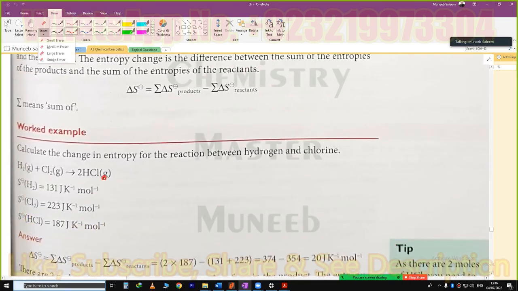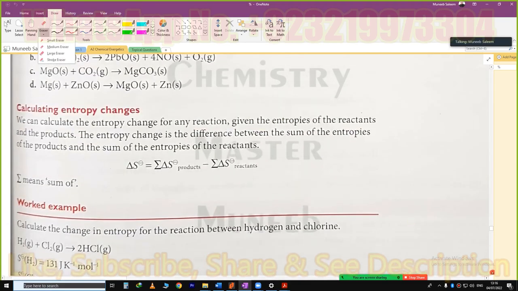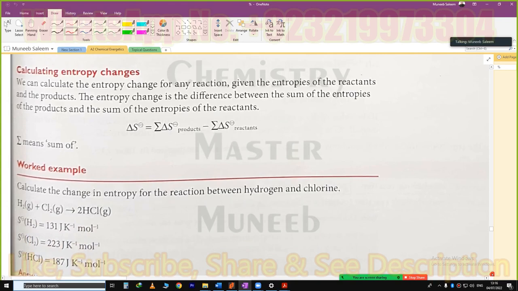Here is the worked example. Calculate the change in entropy for the reaction between hydrogen and chlorine. We have this equation. How would we write this question in terms of this equation? How will we solve this question? Would it be for the first one, 2HCl, minus H plus CO2?